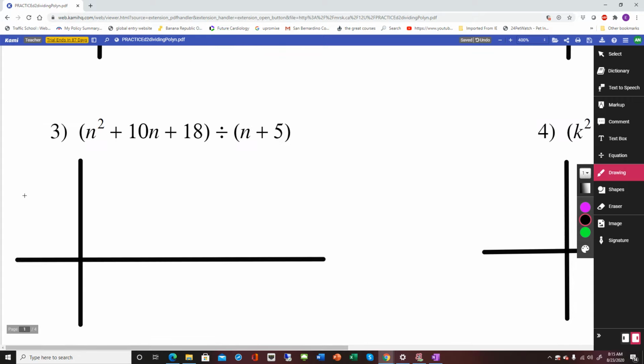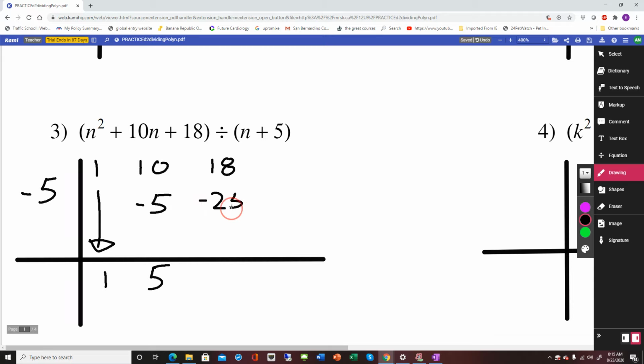So right here, I'm going to put a -5. I'm going to put a 1, 10, and an 18. Bring this down. 1 times -5 is -5. 10 minus 5 is just 5. 5 times -5 is -25. And then I subtract, I get -7.